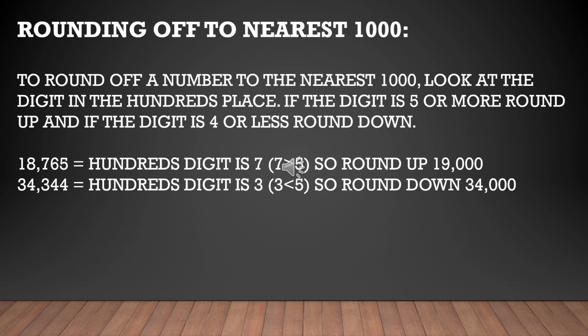Suppose, for example, the number is 18,765. What is the digit in the hundreds place? It is 7. 7 is greater than 5, so round up to 19,000. In the next example, it is 34,344. What is the digit in the hundreds place? It is 3. 3 is less than 5, so round down to 34,000. In this way, you will round off a number to its nearest tens, hundreds, and thousands.